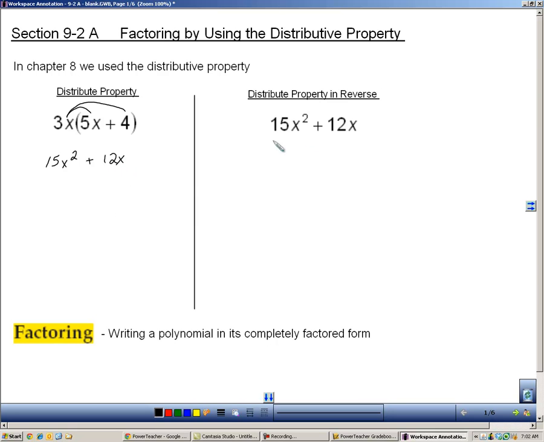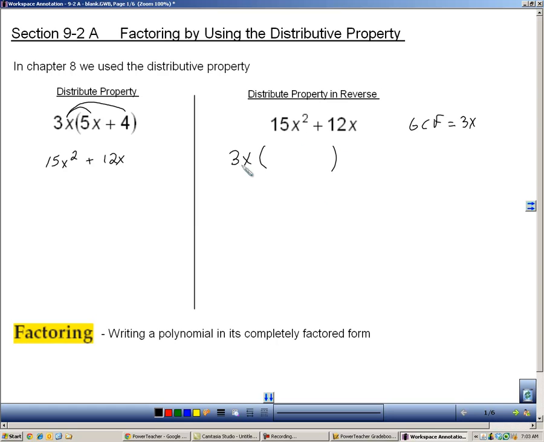Now I'd like to look at the distributive property in reverse. I'd like to take that 15x squared plus 12x and apply this GCF idea that we've learned. If you look at these two terms, 15x squared and 12x, what is the greatest common factor? Well, the biggest number that goes into 12 and 15 is 3, and the biggest letter that goes into x and x squared is x. So I'm going to take this GCF and I'm going to pull it out. I'm going to remove that factor from each one of these terms.